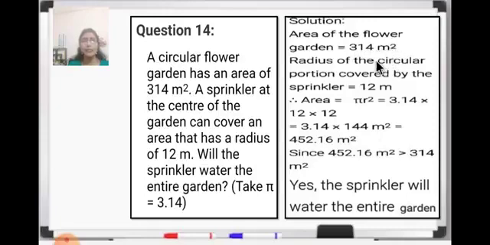So this is the area of the sprinkler, and area of the flower garden is 314 meters square. Now we are going to compare these two areas. So of course this value is bigger than this value. That means the area of the sprinkler is more than the area of the flower garden, which means the sprinkler will water the entire garden. Easily the whole garden can be watered by that sprinkler.